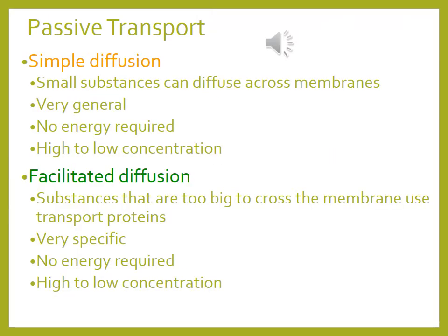So transport, simple diffusion, and facilitated diffusion. This is just a different way to look at the same information from the Venn diagram. Simple diffusion: small substances that can diffuse across the membrane. It's very general, no energy is required, and that's because everything moves from high concentration to low concentration. Facilitated diffusion is for molecules that are too big to cross the membrane, so they need proteins to swallow them and take them through. But this process is very specific because we don't want other big things that may harm your cell to get through. No energy is required for this either, so movement through this has to be from high concentration to low concentration.